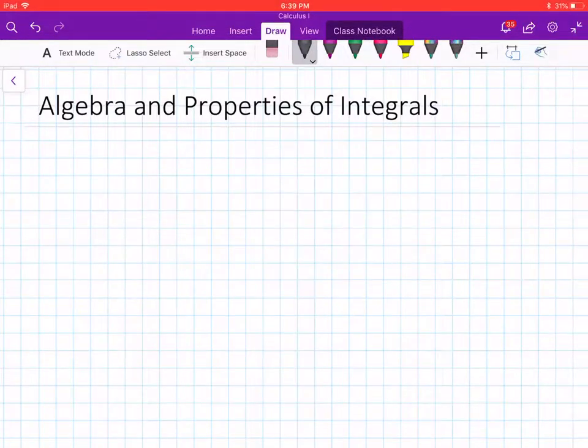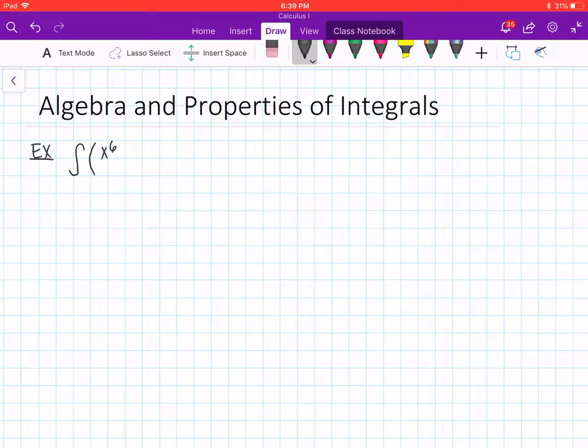Okay, so next topic is algebra and properties of integrals. So, let's see. We already started finding the antiderivatives, and we know that if we have some extra information, we can actually figure out what the C's and the D's are. So, we can also solve the antiderivatives if we have slightly more complicated integrals if we use some algebra techniques. So let's look at this example.